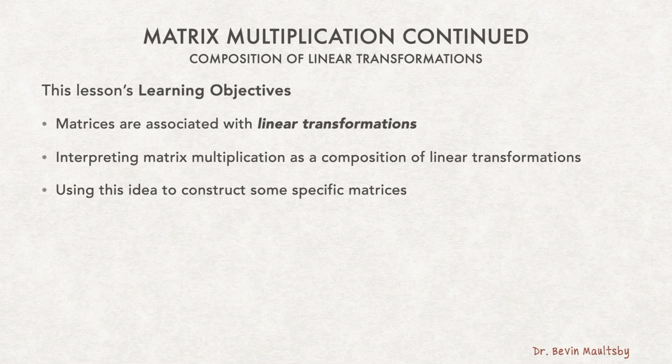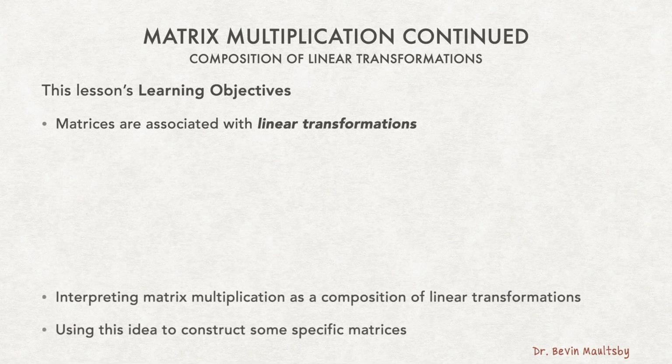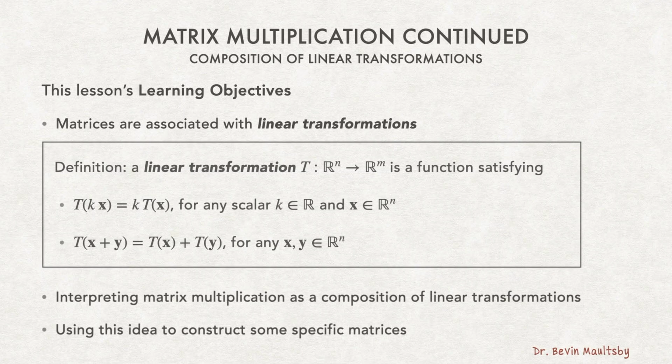To better understand the context for when we might multiply two matrices together, we need to define the notion of a linear transformation. A linear transformation is a function from Rn to Rm so that two properties hold. The first tells us basically that scalars pull out: T of kx is k times T of x, where k is a real number and x is a vector in Rn. The second tells us that the transformation of a sum is the sum of the transformations: T of x plus y equals T of x plus T of y, where x and y are any two vectors from the domain Rn.